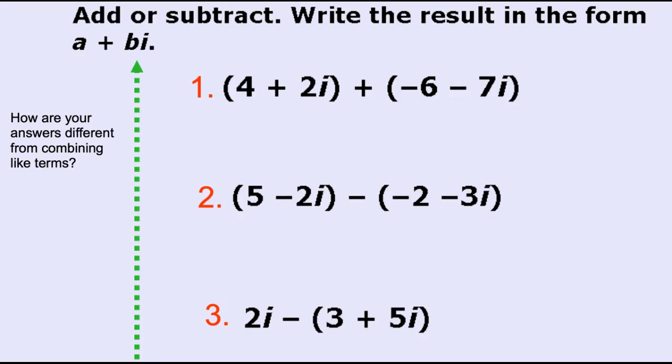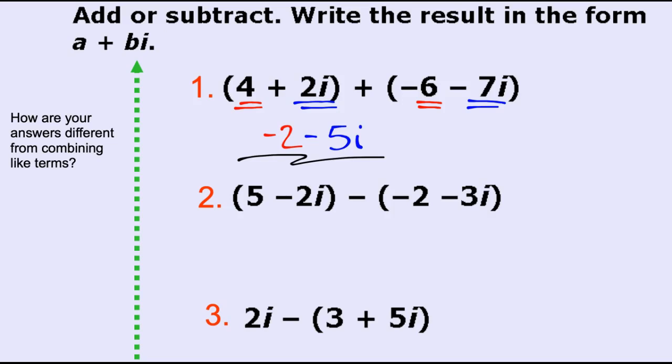All right, so if we're adding and subtracting complex numbers, you just need to basically combine the real parts and the imaginary parts. It's kind of like when you learned how to combine like terms. So if I'm going to add 4 plus 2i plus negative 6 minus 7i, I take the real parts and I add them. And so 4 plus negative 6 is negative 2. And then I take the imaginary parts and I add them. And 2i minus 7i is minus 5i. There you go. So your final answer, negative 2 minus 5i.